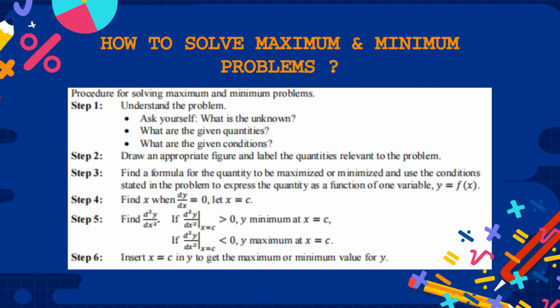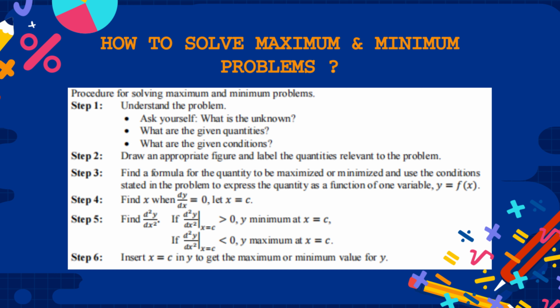How to solve maximum and minimum problems? This is the procedure for solving maximum and minimum problems. Step 1. Understand the problem. Ask yourself what is the unknown, what are the given quantities, and what are the given conditions. Step 2. Draw an appropriate figure and label the quantities relevant to the problem. Step 3. Find a formula for the quantity to be maximized or minimized and use the condition stated in the problem to express the quantity as a function of one variable, which is y = f(x).